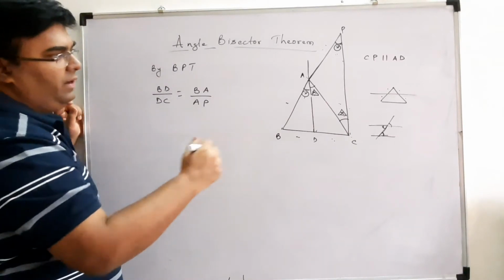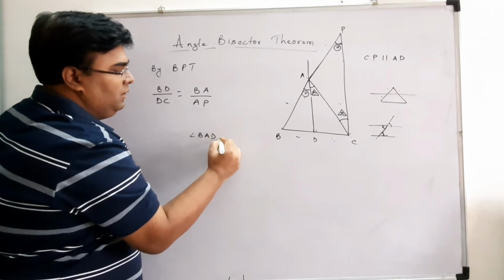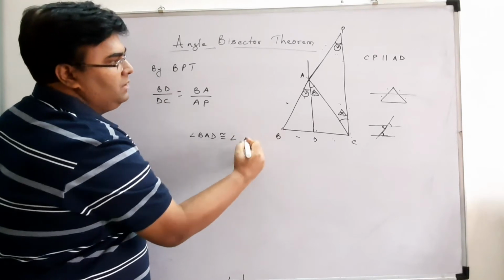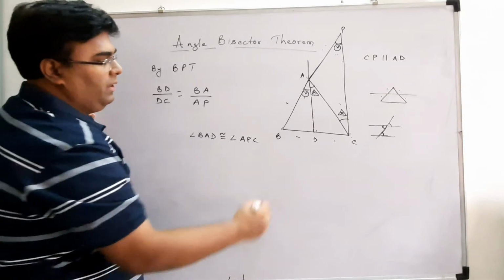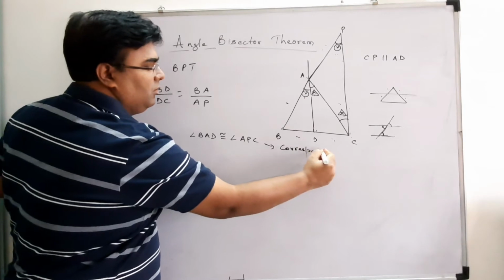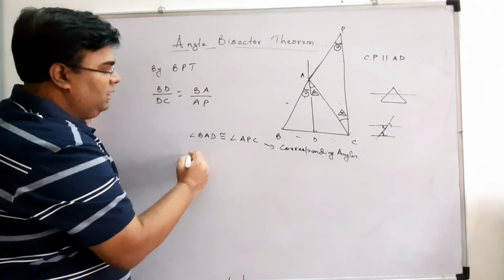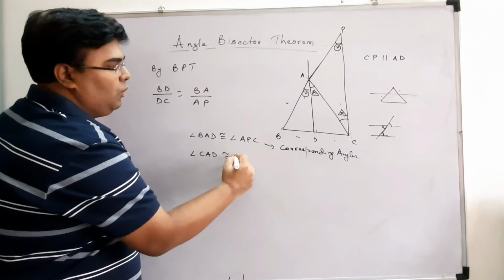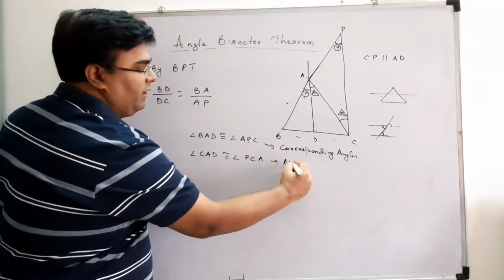So what can we write? We can write angle BAD is equal to angle APC, right? And we can write the logic also, corresponding angles. Similarly, angle CAD is equal to what? Angle PCA, alternate angles.